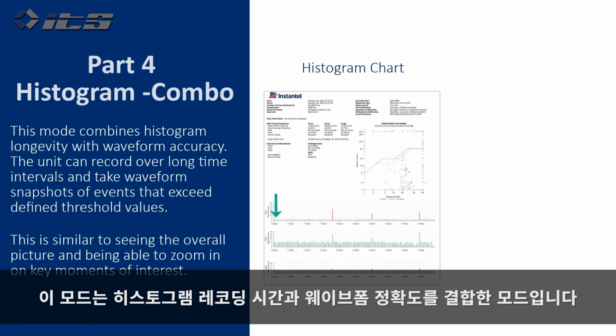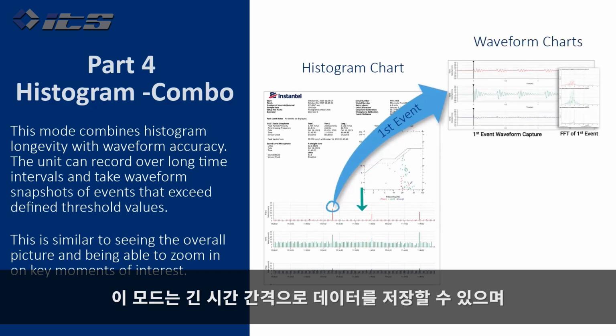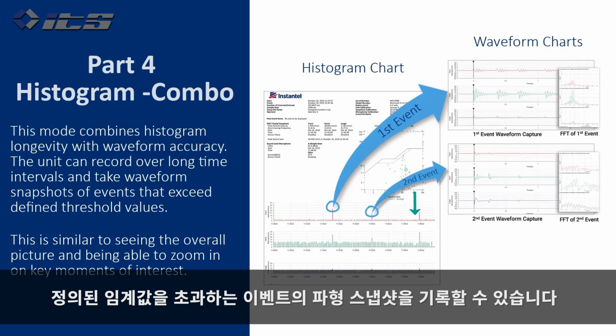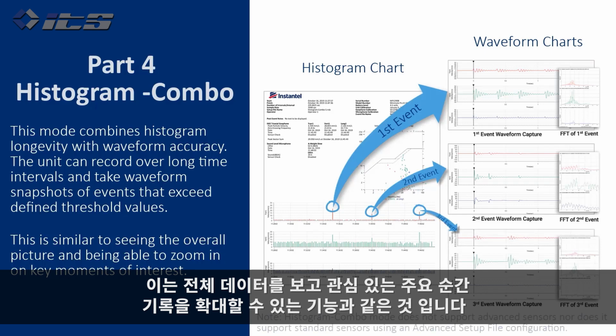The fourth record mode is histogram combo. This mode combines histogram longevity with waveform accuracy. The unit can record over long time intervals and take waveform snapshots of events that exceed defined threshold values. This is similar to seeing the overall picture and being able to zoom in on key moments of interest.